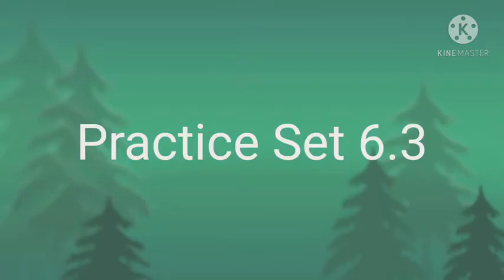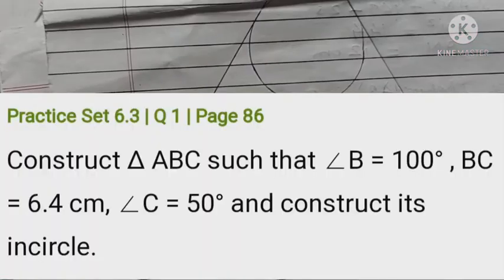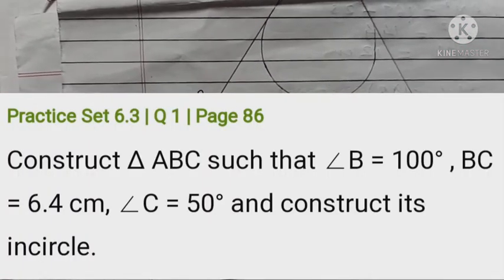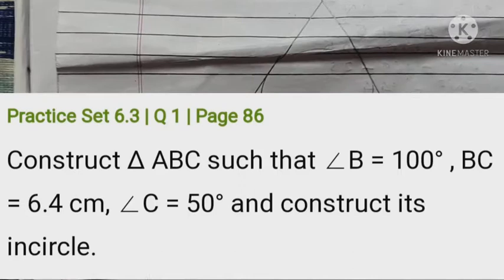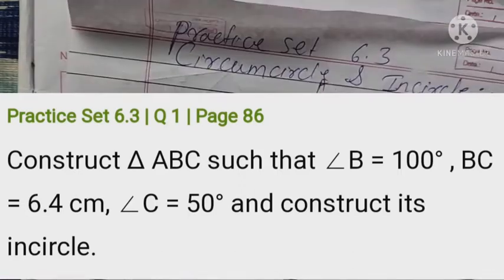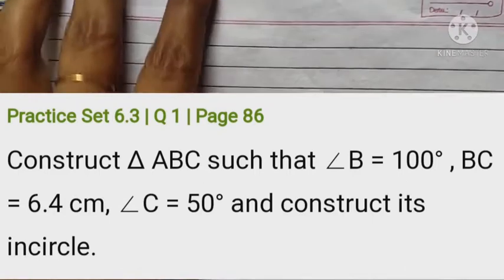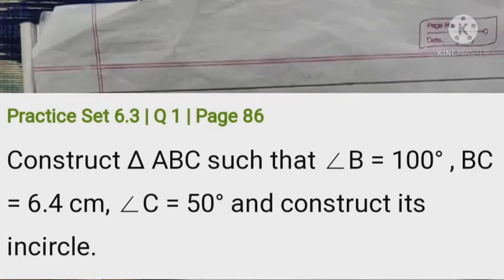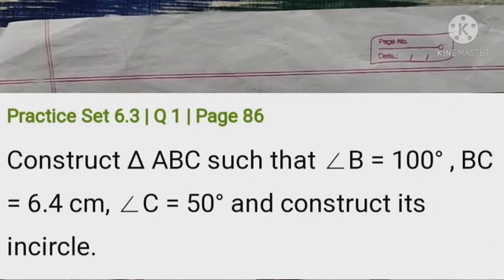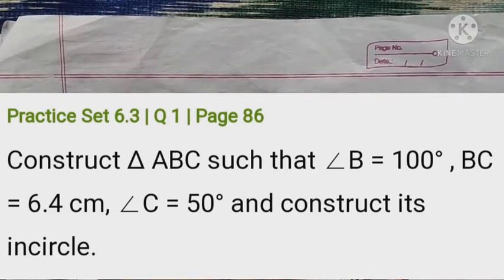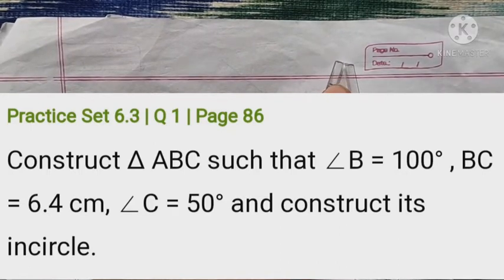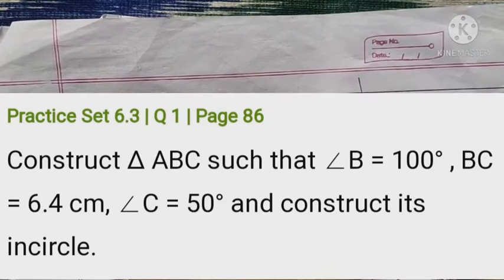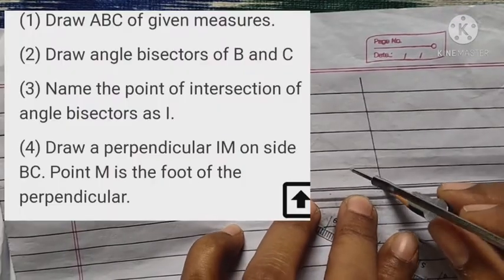Okay. So let's start the construction. The first question is, construct triangle ABC such that angle B is 100 degrees. For all constructions, a rough figure is necessary. Read the question and draw the rough figure. Here you have to construct triangle ABC such that angle B is 100 degrees. So angle B is 100 degrees, that means it is obtuse. First I am drawing the rough figure.